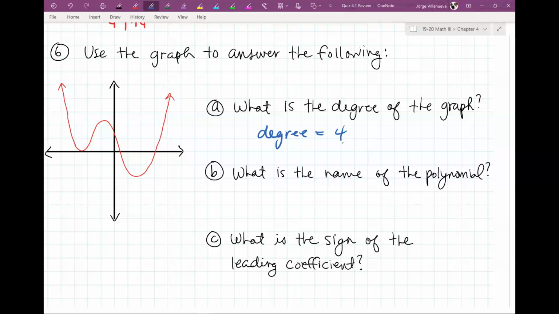Now, what is the name of the polynomial? So now I guess we could say, yeah, it might benefit you. So this is a 4th power, you're going to say it's quartic. Or you can put quartic function, quartic polynomial, whatever. What is the sign of the leading coefficient? Well, since it goes up and up, the leading coefficient must be positive, right? Because if it was negative, it'd go down and down. So we're going to say positive.